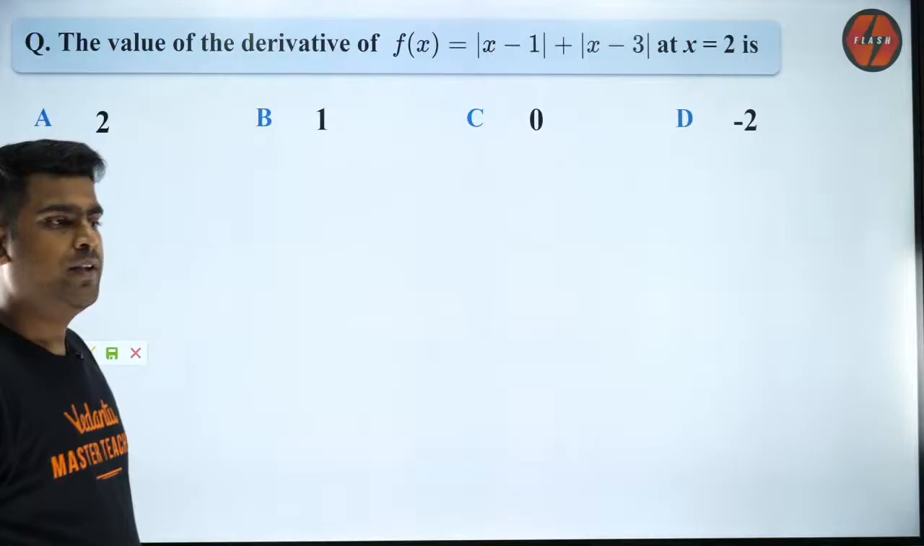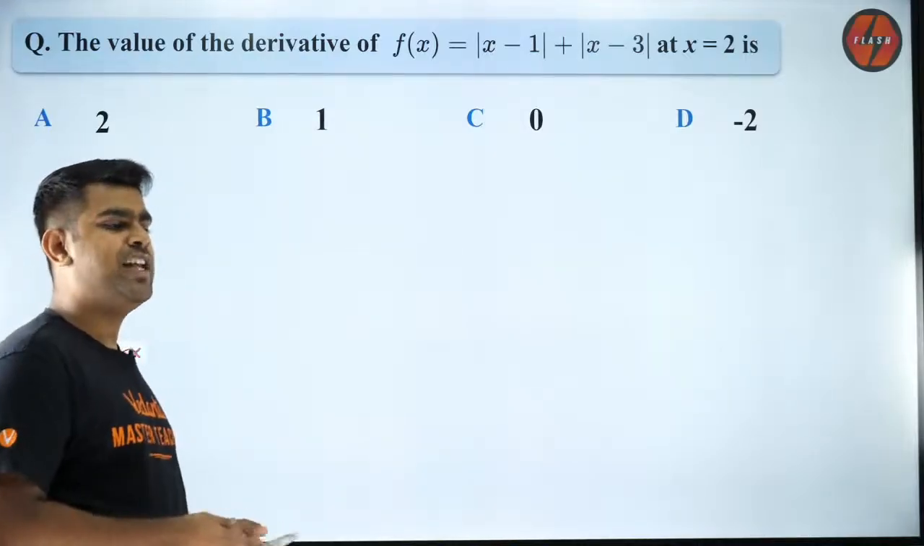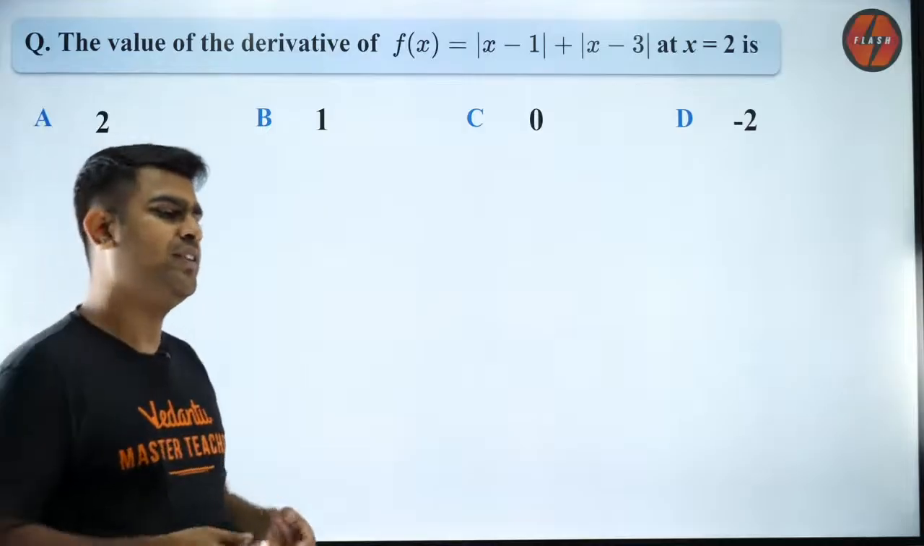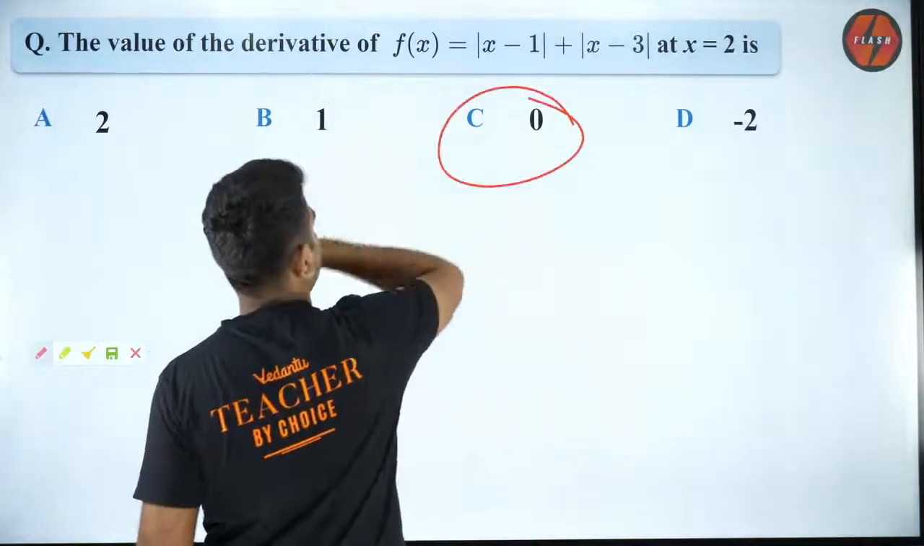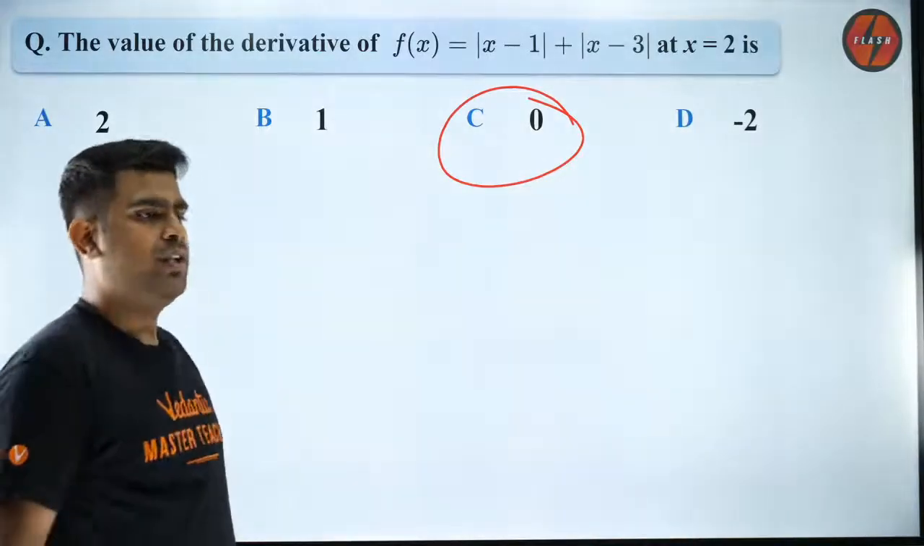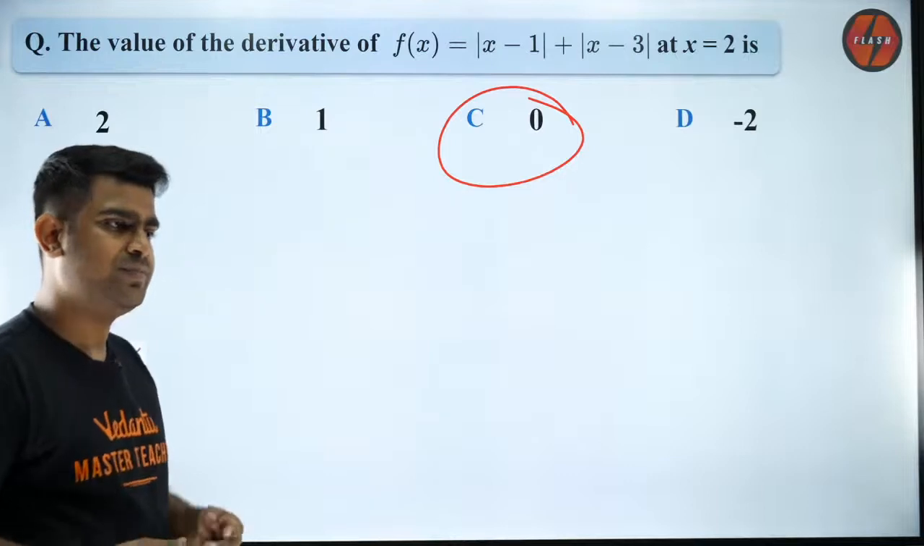Got it? Is it B? Is it C? Tell me the right answer, guys. Come on, everybody. The right answer is C. It is 0. Answer is 0 for this question.